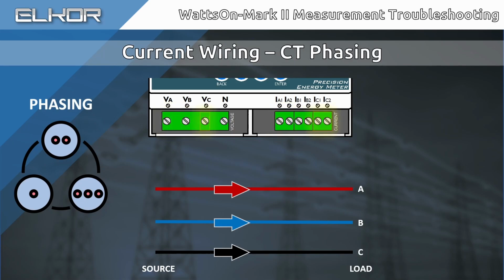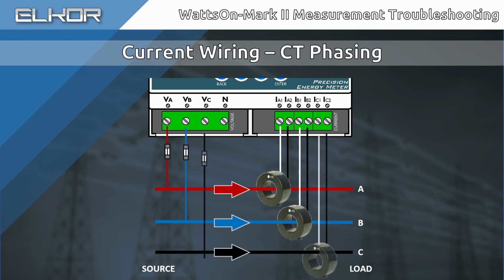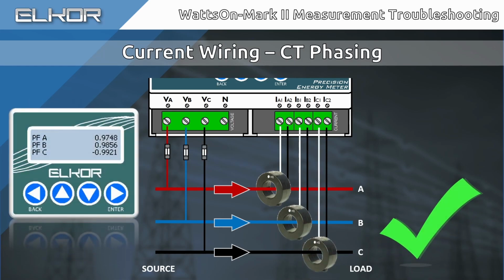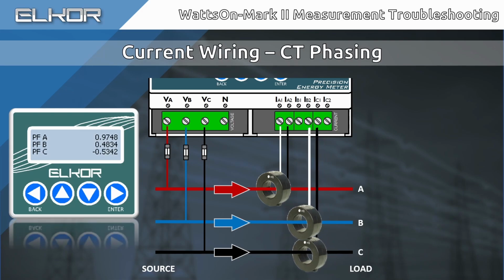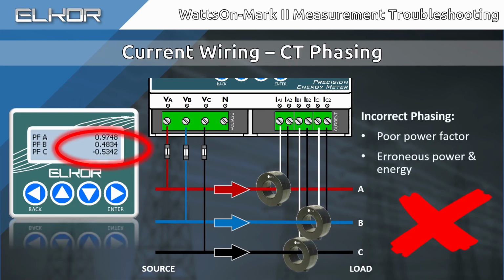More specifically, the CT connected to the IA1 and IA2 current input terminals must be installed on the same phase that is tapped into the VA terminal, and so on for all phases. This is imperative for accurate meter measurements. The results of mismatched voltage and current inputs will influence the readings for power and power factor, and thereby energy. This is a common installation mistake.